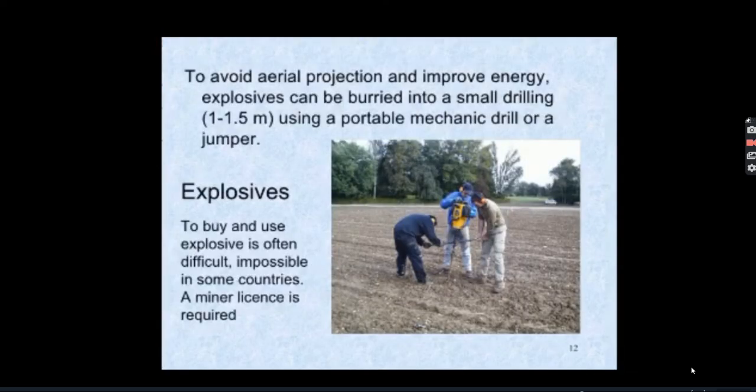To avoid air blast and improve energy, explosives can be buried in a small drill hole, 1 to 1.5 meters deep, using a portable mechanical drill or a jumper. Explosives: to buy and use explosives is often difficult, impossible in some countries. A minor license is required.